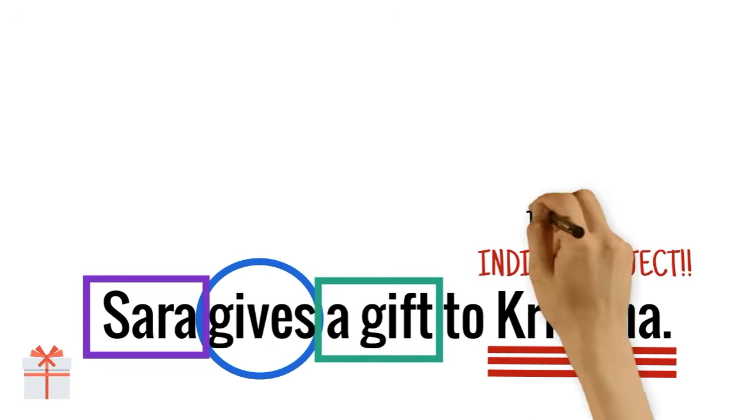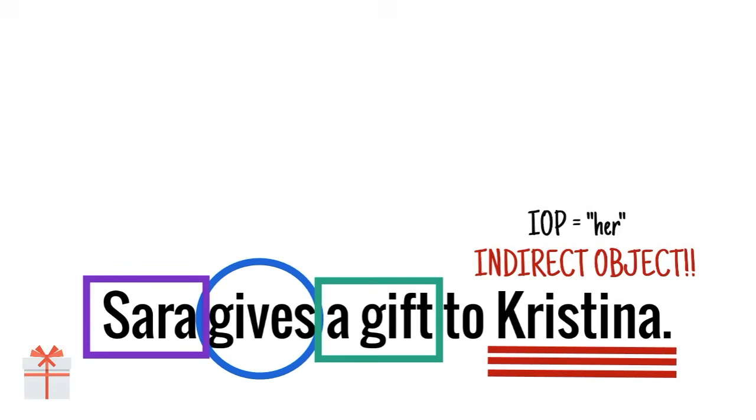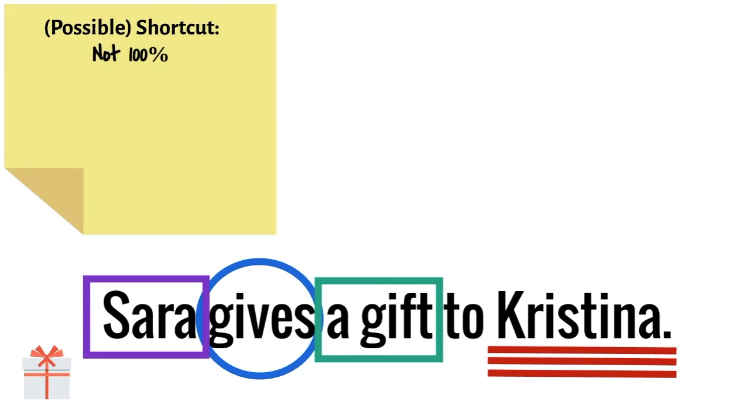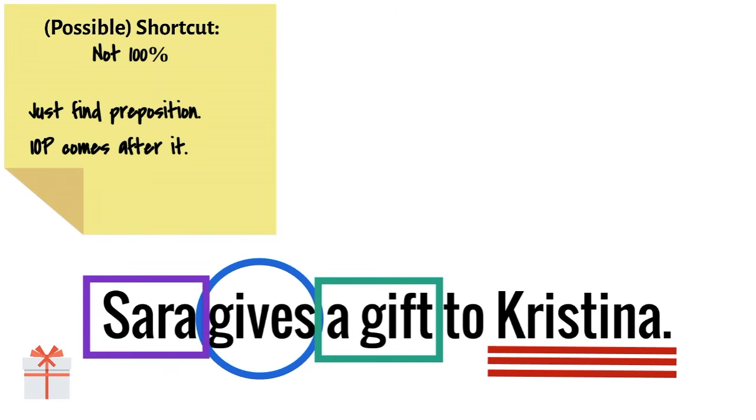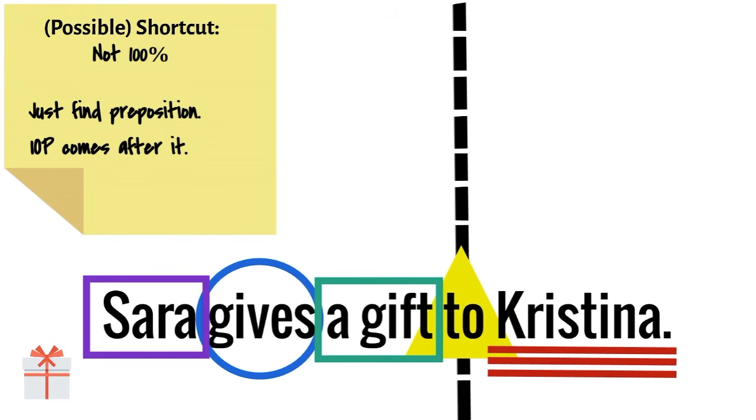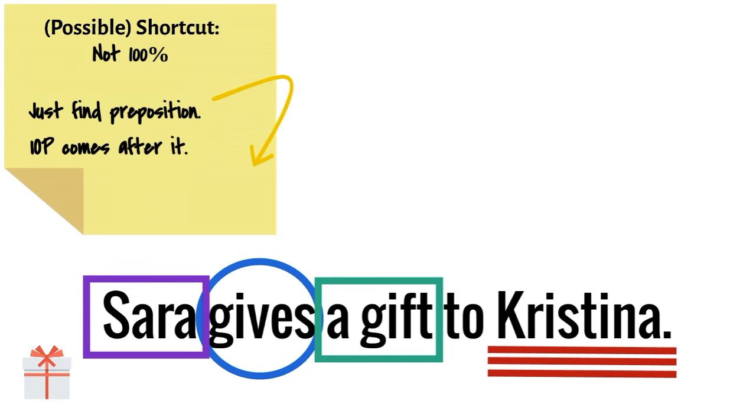That's right, her. There is a shortcut to pick out the indirect object in a sentence, but it doesn't work 100% of the time. Since the object is indirect, it will probably have a preposition in front of it. The preposition in this sentence is to. See how that word kind of separates Christina from the action? Other prepositions include for, about, in, at, by, and others.